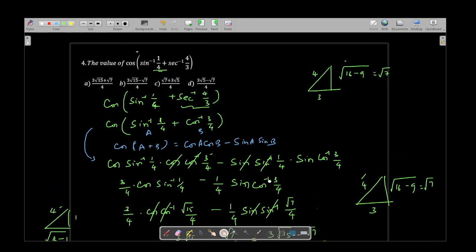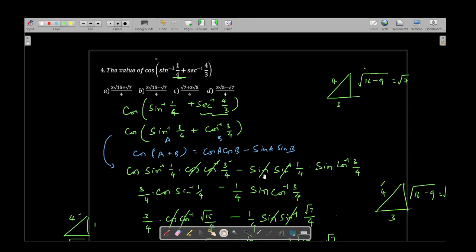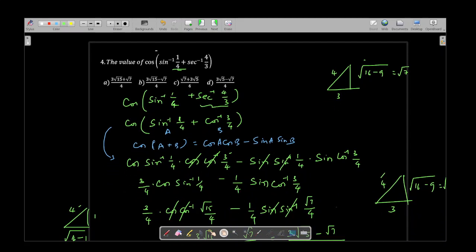Do we have the answer? 3 root 15 minus, okay, I have not changed it. This should be 16. And this answer is correct.